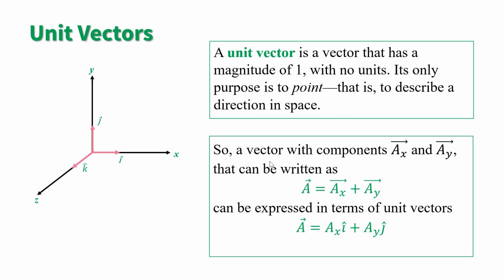So a vector with components a sub x and a sub y can be written as a equals a sub x plus a sub y. This can be written in terms of the unit vectors. So we have a can now be expressed as a sub x i hat plus a sub y j hat. So a sub x i hat here is just the vector a sub x, and a sub y j hat is the vector a sub y.